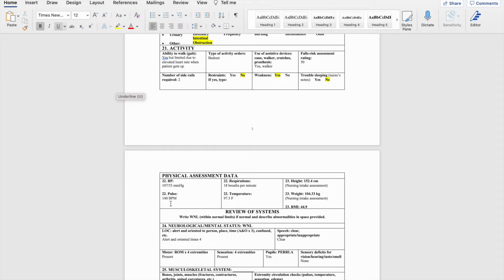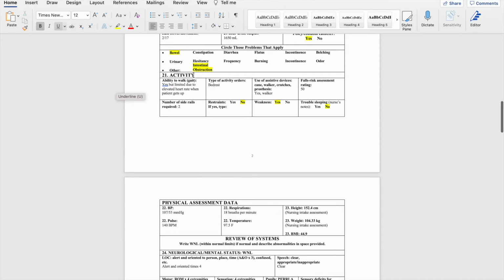because as we can connect this high pulse with the intestinal obstruction, we're able to connect the two dots and see, oh, is the heart compensating for another issue, which could be a potential issue, which was the intestinal obstruction.